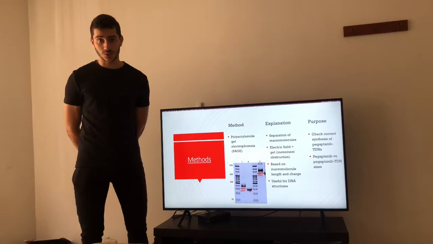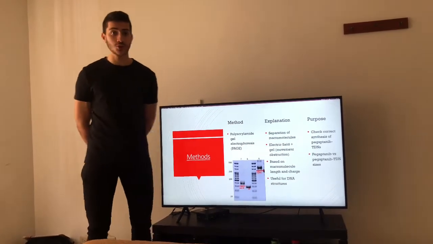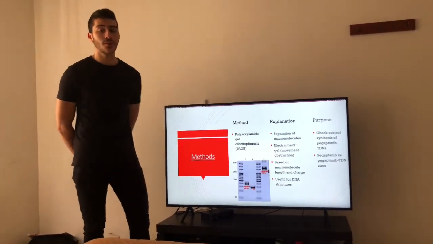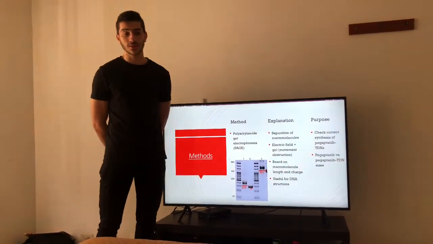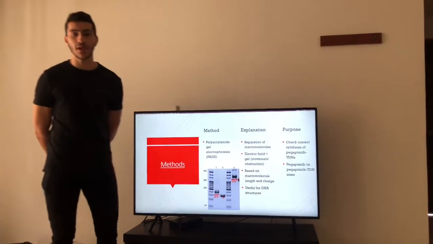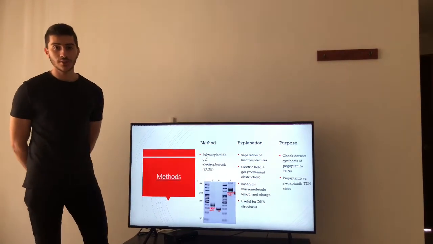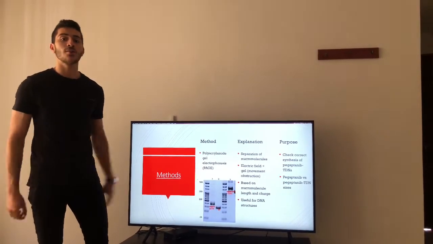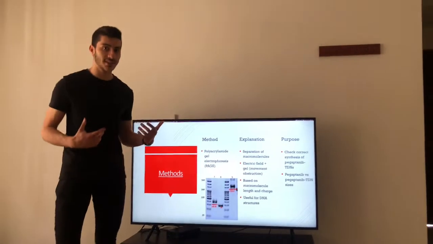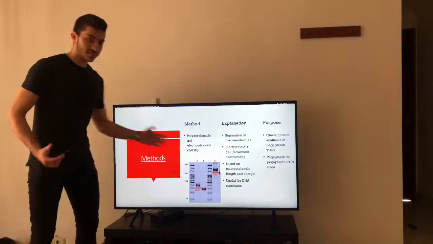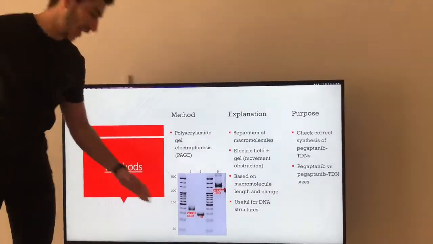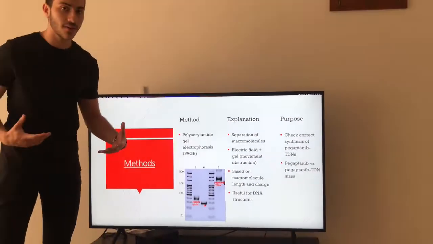The second method used was polyacrylamide gel electrophoresis, shortened as PAGE. This is a method useful to separate macromolecules, especially the ones that carry genetic information, such as DNA and RNA. This consists of a gel exposed to an electric field in order to separate the macromolecules based on their size and their charge. As you can see, this is an example of PAGE, and the higher the structure in the picture, the bigger the molecule is.